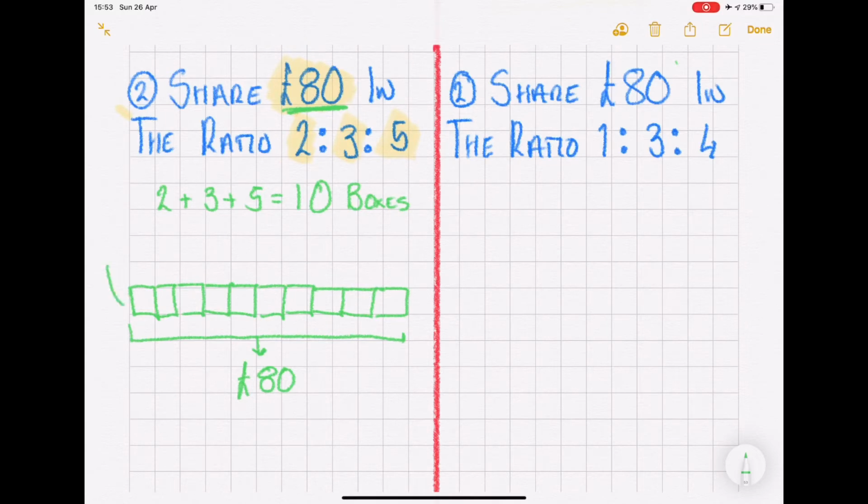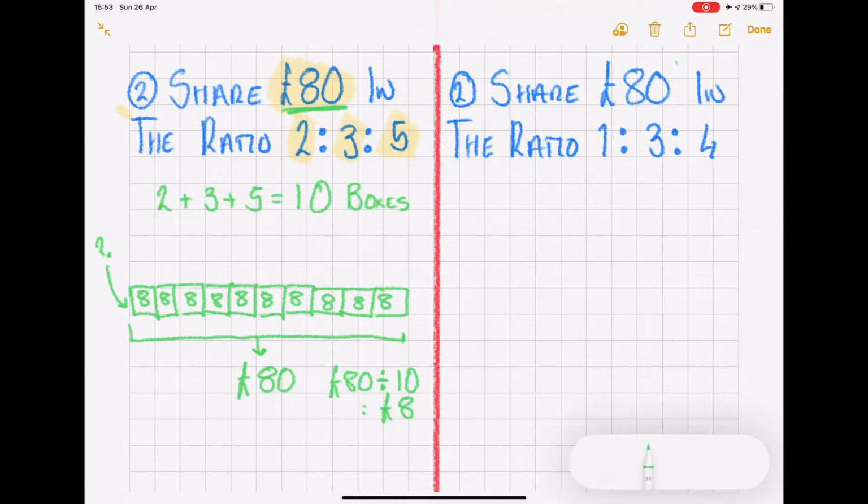Now we want to know how much goes in one individual box. To do that, we take our amount, so we take our £80, and we divide that by the number of boxes we have in total, so that's 10. £80 divided by 10 gives us £8. So we can now put £8 back in each of the individual boxes, like that.